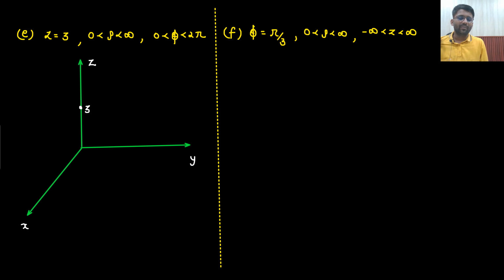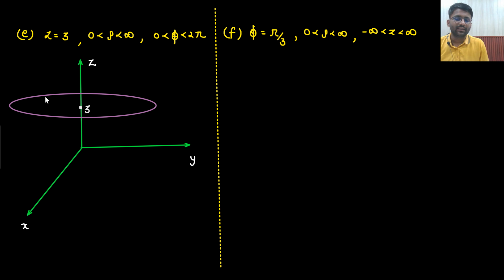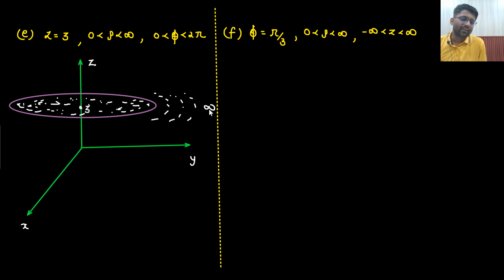What does that mean? It will make a circular disc this time. Why am I calling it a disc? Because this time rho is also varying, going from 0 to infinity. So this disc will be there, but it will be extended till infinity.